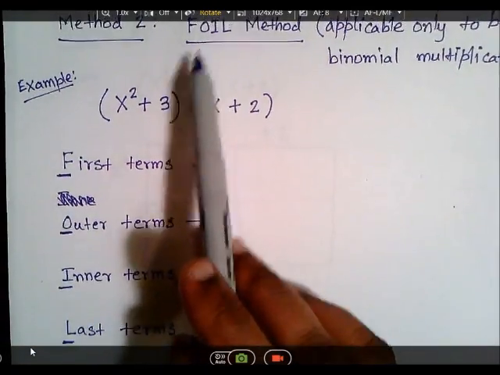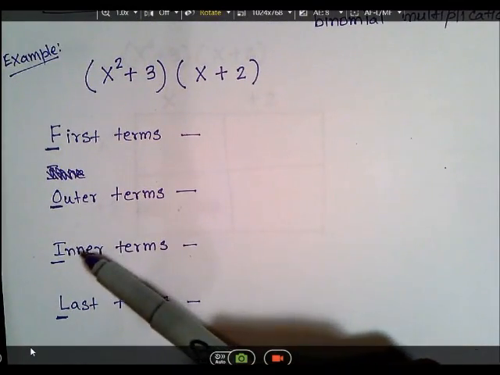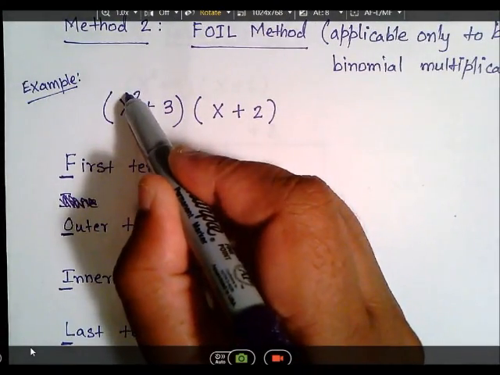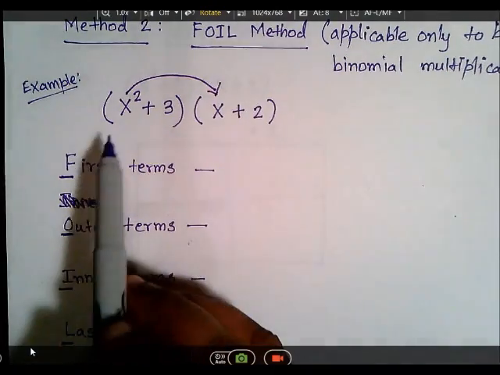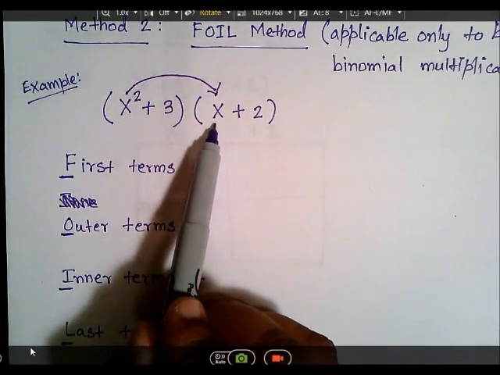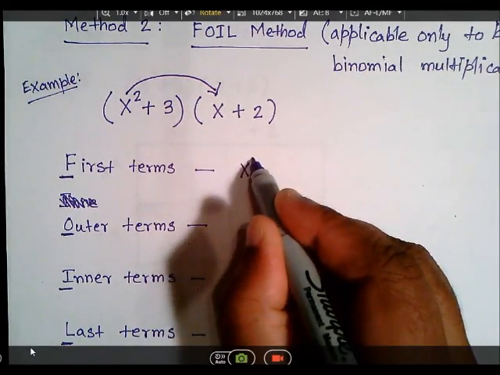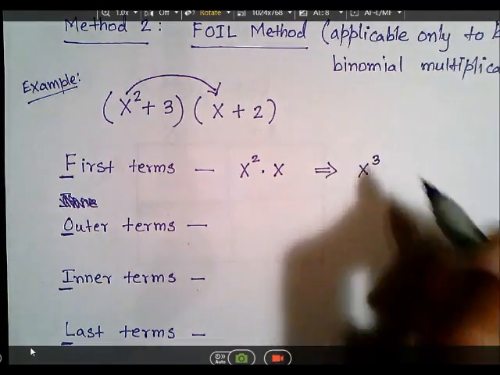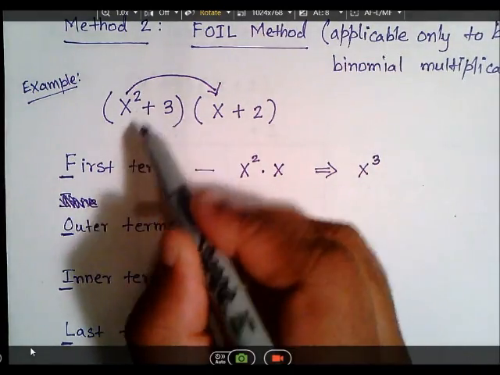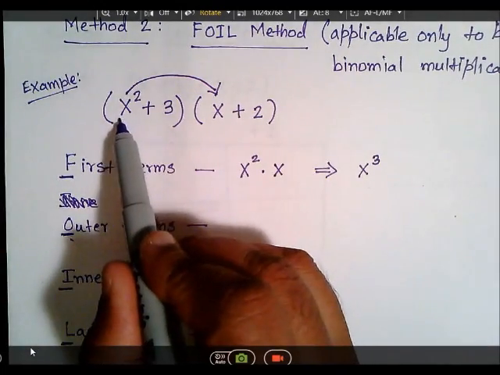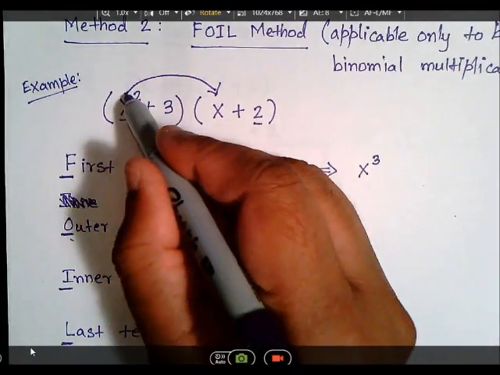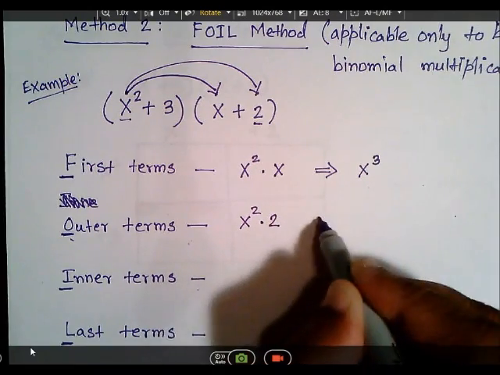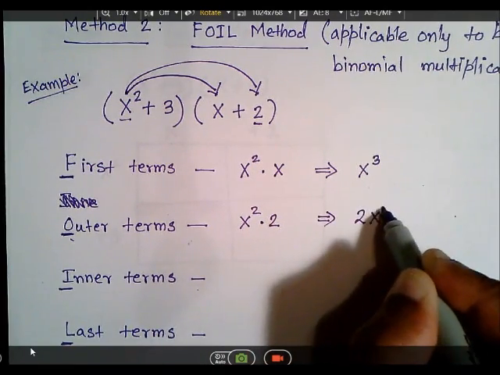So FOIL is an acronym for first terms, outer terms, inner terms, and last terms. What this means is, first I'm multiplying the first terms of both polynomials. So the first term here is x squared, the first term here is x. So I'm multiplying the first terms. x squared times x is going to give me x cubed. All right. So next is the outer terms. The outer terms are x squared and 2. So I'm multiplying the outer terms. So x squared times 2 is going to give me 2x squared.